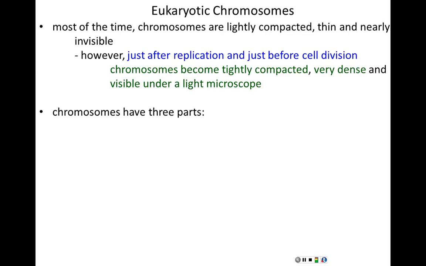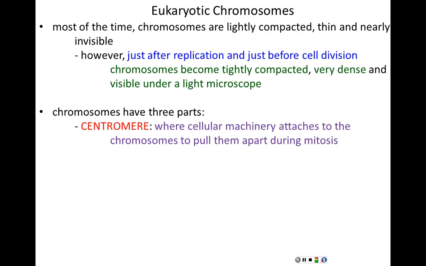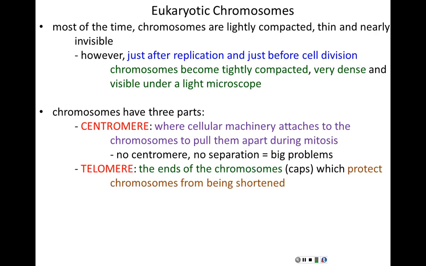A chromosome in this state has 3 main parts. It has a centromere, which we're going to talk about quite extensively in just a moment. The centromere is where the cellular machinery attaches to the chromosomes, allowing those chromosomes to be pushed and pulled during mitosis, allowing the cards to be dealt out. If there's no centromere, then the cell has no way to grab on to a chromosome. Without a way of grabbing onto the chromosome, those chromosomes can't be dealt out or separated, and that leads to really big problems.